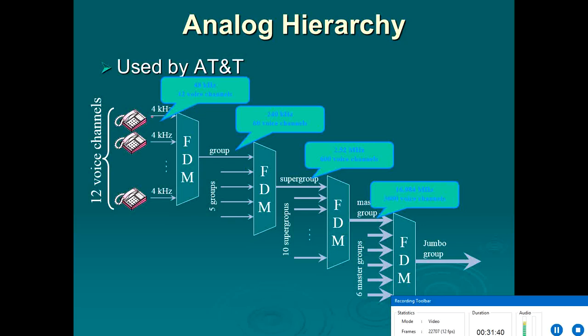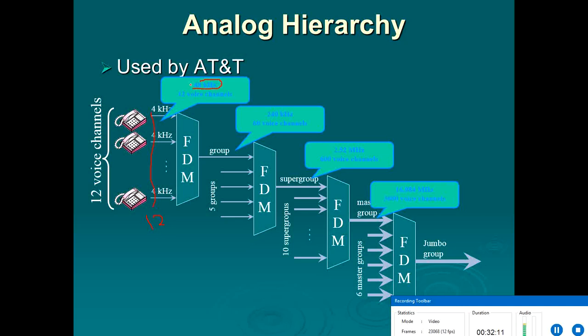There are 12 voice channels, and the bandwidth of each voice channel is 4 kilohertz. So total bandwidth is 48 kilohertz. And it is in the range of 60 to 108 kilohertz, in increments of 4 kilohertz.